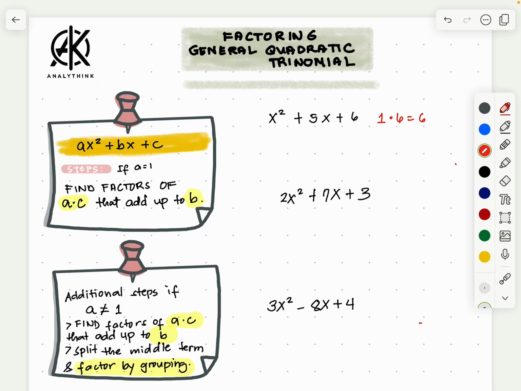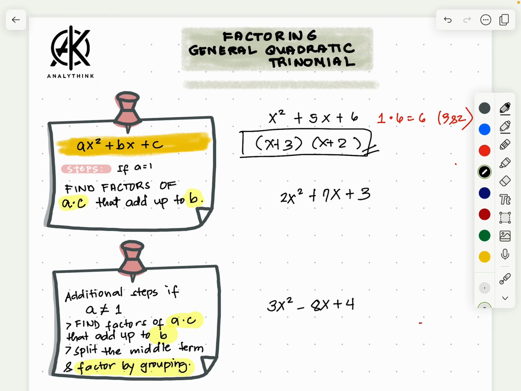So that would be what? 3 and 2, right? 3 plus 2 is 5 and 3 times 2 is 6. So it fits our condition well. So the factors of x squared plus 5x plus 6 would be x plus 3 and x plus 2. This is our answer.